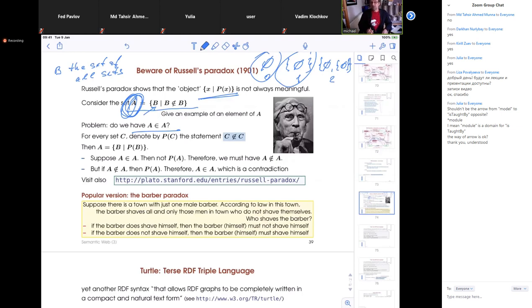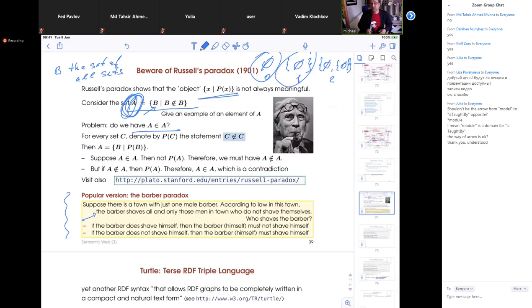And it started some new developments in logic, set theory, mathematics, and so on. So there is a popular version of Russell's paradox, in the form of the barber paradox, which is well known. Imagine that there is a town, a village, and there is only one barber, who is male, and in that village they also have a parliament, and the parliament is very sophisticated, and they adopted the following law. The barber shaves all and only those men in the town who do not shave themselves. So the question is, who shaves the barber?